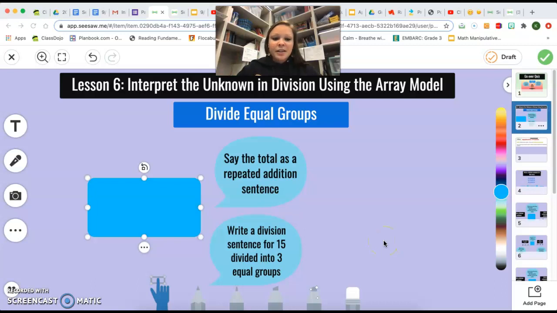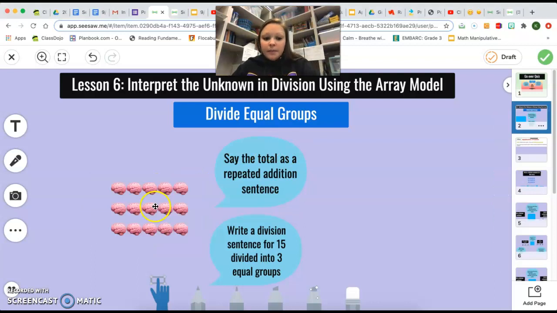Hi, third graders. Today we're going to start lesson 6, where we are looking at division, but this time with an array model. So here is our array, and I want us to write a repeated addition sentence for this array. So we have 1, 2, 3 rows of 5.